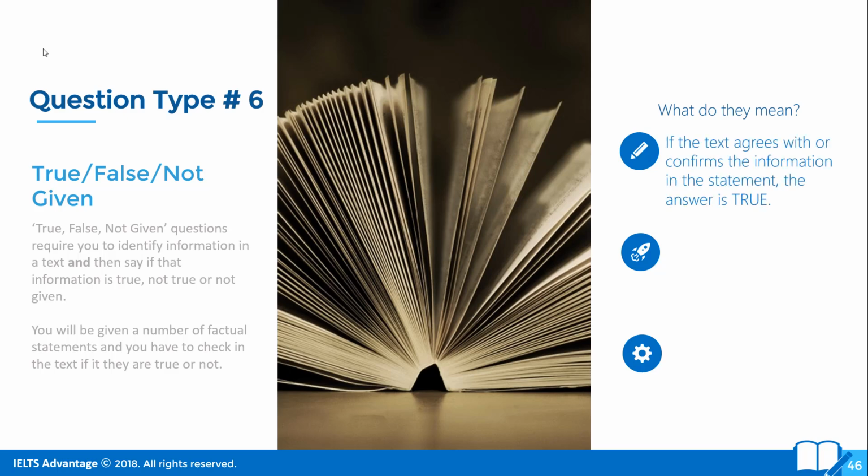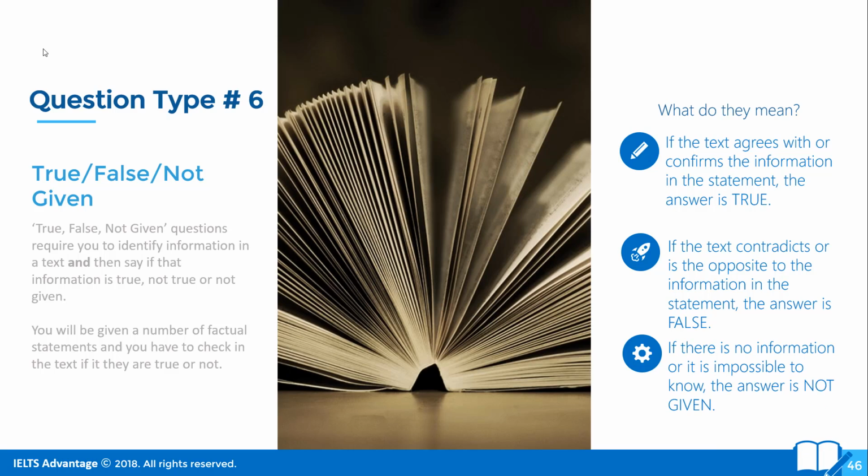So what do they mean? If the text agrees with or confirms the information in the statement, the answer is true, okay? If the text contradicts, so it is just factually wrong, or is the opposite to the information in the statement, the answer is false. Now, some books and some videos you'll see on YouTube say that it's only false if it is the opposite of the statement. That's not true. It can contradict it as well. It can be factually incorrect. And we'll look at examples of these in a second.